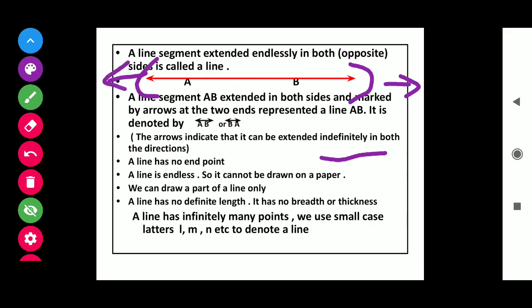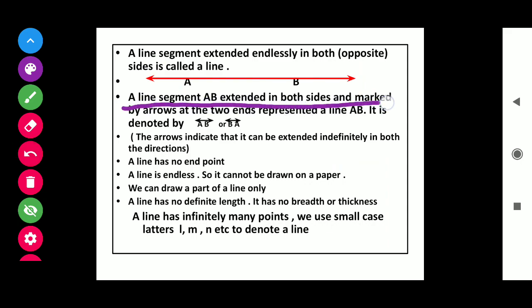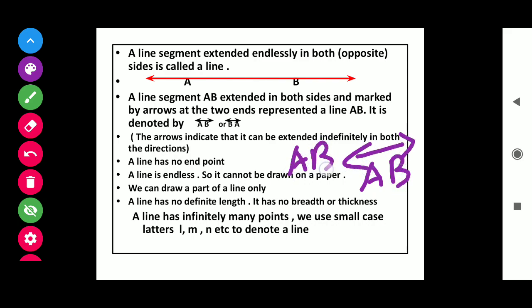So what is a line? A line segment AB can be extended on both sides and marked by an arrow at the two ends, represented as line AB. It is denoted by a line. And how can we denote a line? A line can be denoted like this. If we want to write a line segment, it can be written like this. And if you want to write line AB, then the arrow must be there. So this is the basic difference between a line segment and a line.